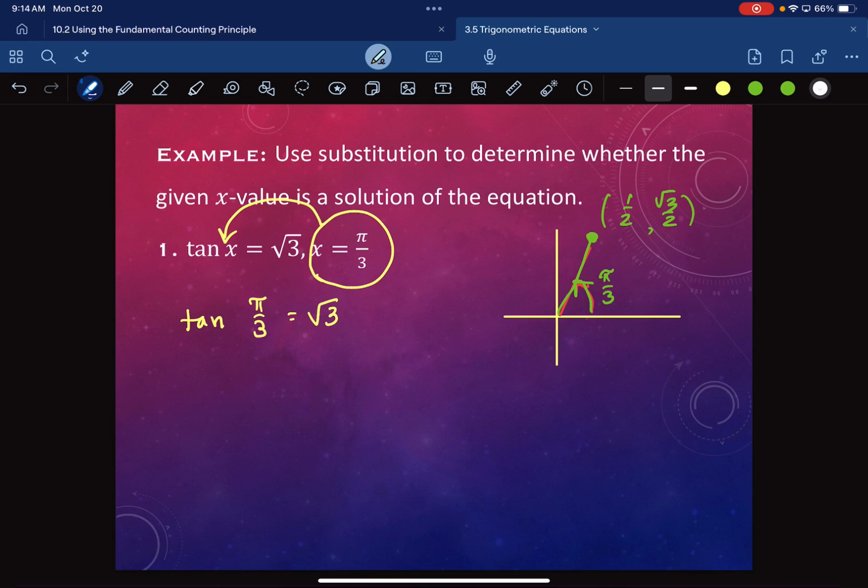Fabulous. Also remind me, what is tangent in terms of those values? It's y over x. Fabulous. So we're going to change this value into the y, which is square root of 3 over 2, over the x, which is 1/2.